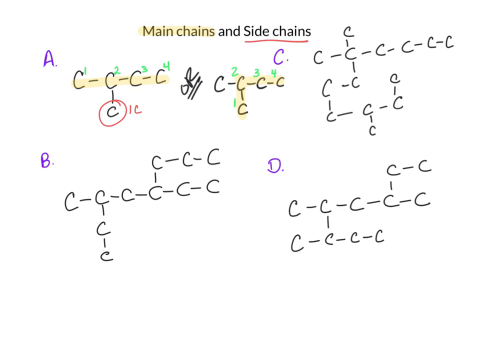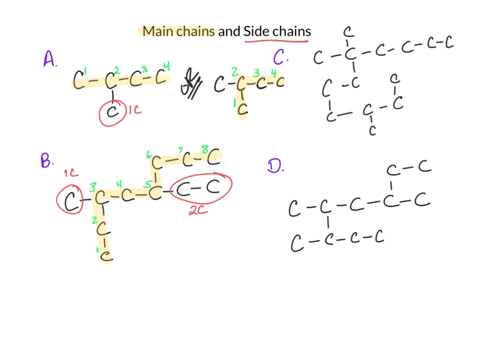Now let's look at compound B. How long is the longest connected carbon chain? When people first see this, they usually say 6 carbons. But you should see that this chain is actually 8 carbons long, starting from the bottom and going up, and then going up again to the end. In this case, I have 2 branches, one with 1 carbon and one with 2 carbons.